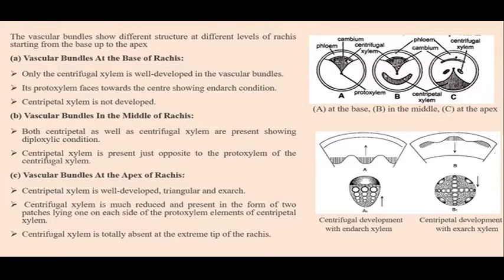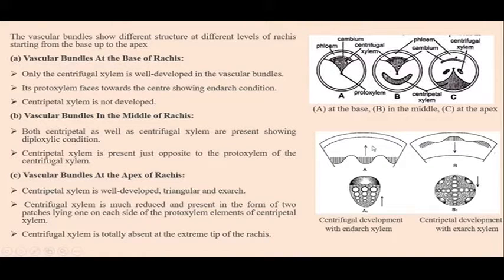Vascular bundles in the case of rachis show different structure at different levels, starting from the base up to the apex. Here in this diagram we can see, and previously we have read, that the rachis has the diploxylic condition. Diploxylic condition means it has both the centrifugal and the centripetal xylem. Now first we discuss what centripetal and centrifugal xylem are.